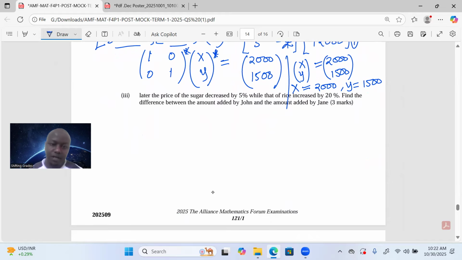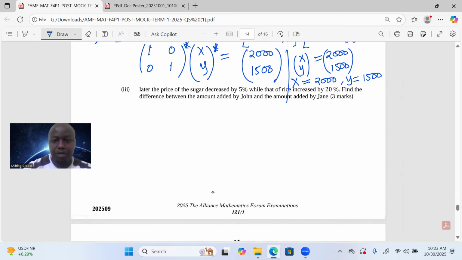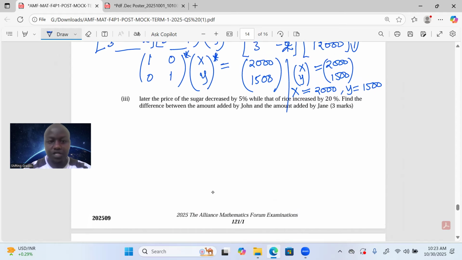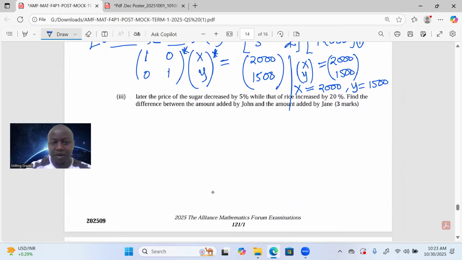Later, the price of sugar decreased by 5%, while that of rice increased by 20%. Find the difference between the amount added by John and the amount added by Jane. I think the information is sufficient, but we try to interpret it to the best of our knowledge.